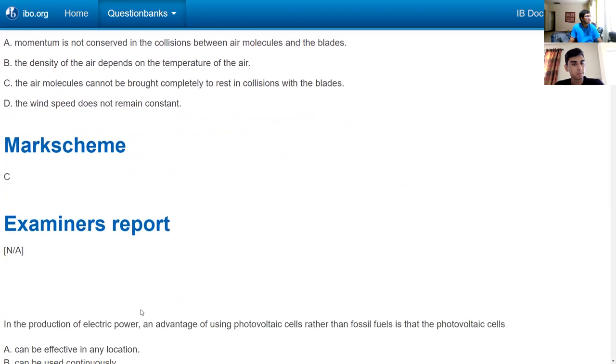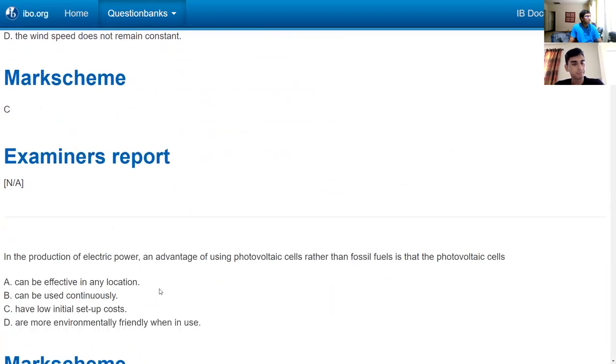Yep, as we said. In the production of electric power, an advantage of using photovoltaic cells rather than fossil fuels is that the photovoltaic cells are more environmentally friendly. Yes. Easy one to pick. Yeah.